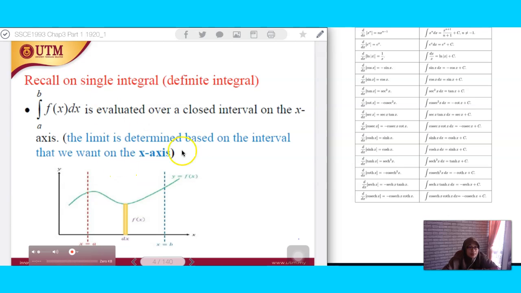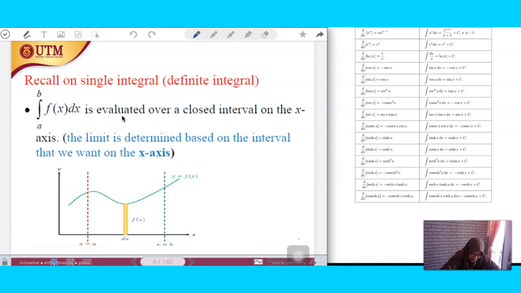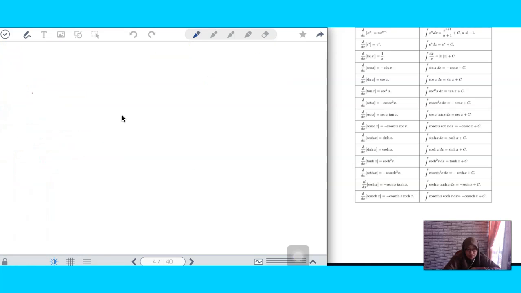Okay, so to explain this, we just recall the single integral. Last time your teachers, your lecturers, already explained this to you. I mean, this should have been before you came to UTM, in matriculation, where your lecturer told you about the application of integration. Let's say you are given a single variable function with respect to x.